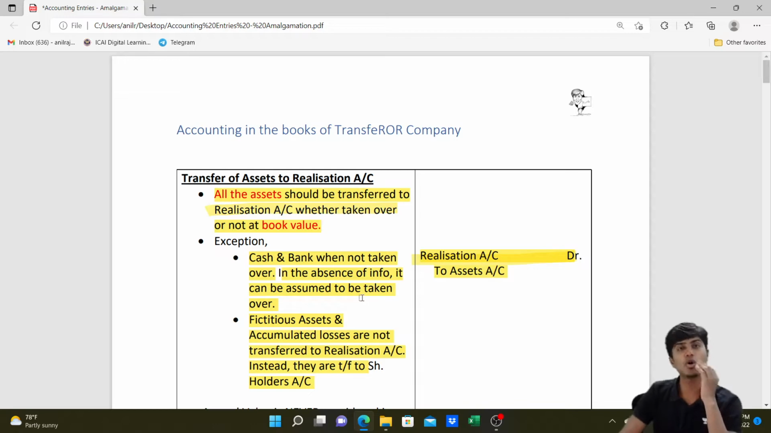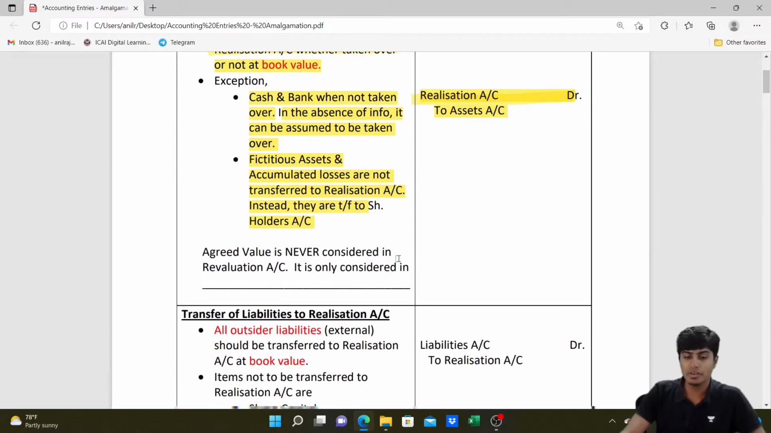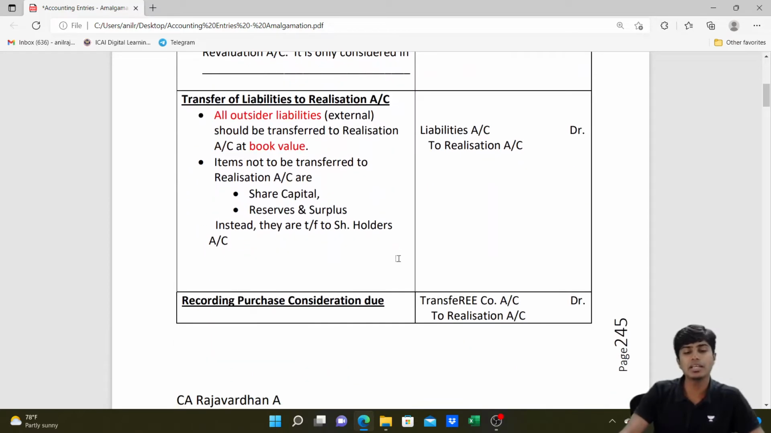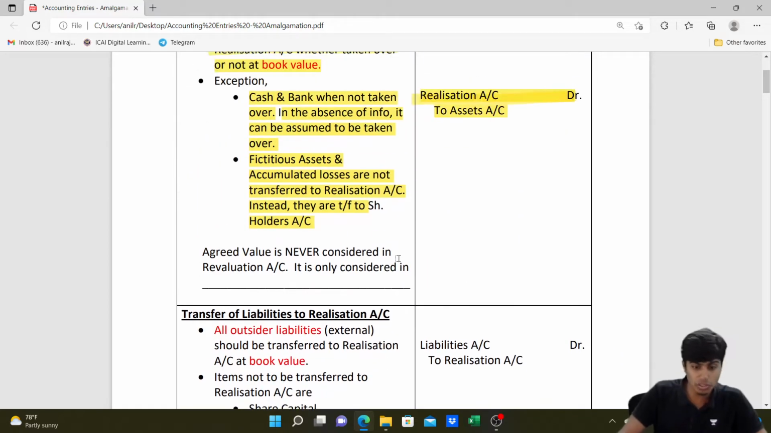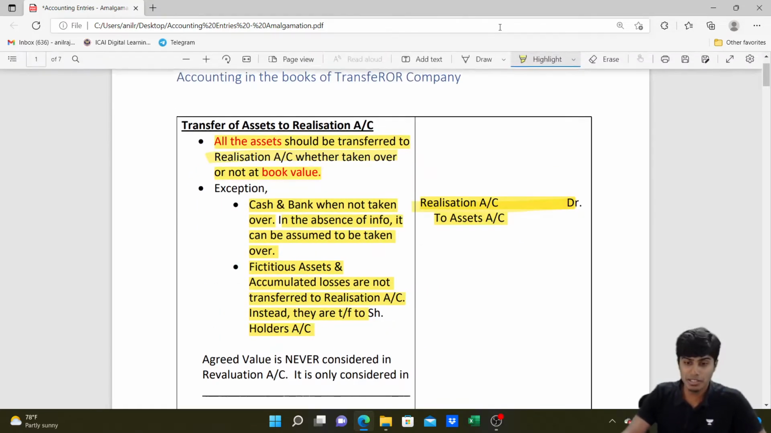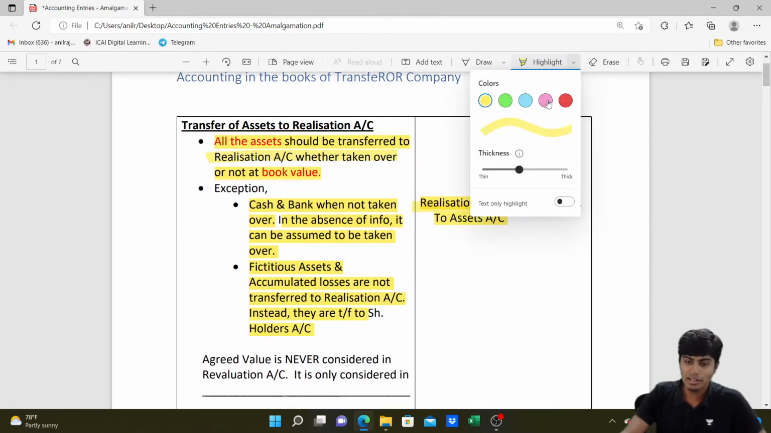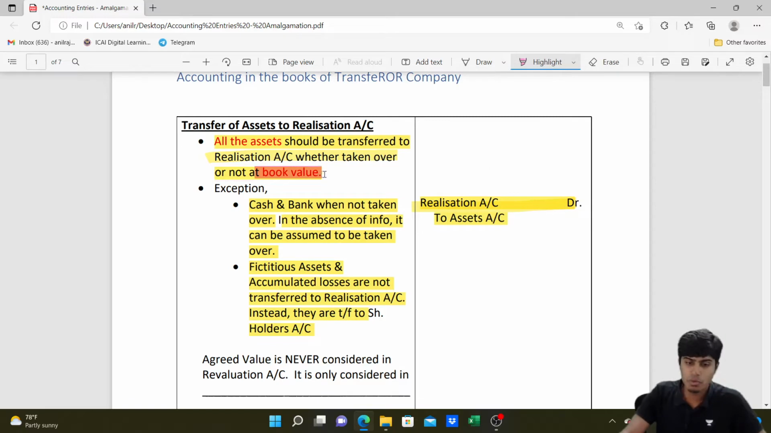Similarly, we need to transfer all the liabilities to realization account. So again, when we transfer liabilities, what is happening here? Yeah, before that, one more thing. Agreed value is never considered. Remember that. This is a very important point. I've been telling here it should be at book value. When I say book value, I mean that it should not be transferred at agreed value. Agreed value is never considered.